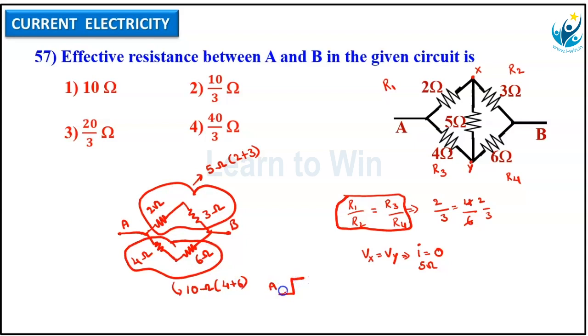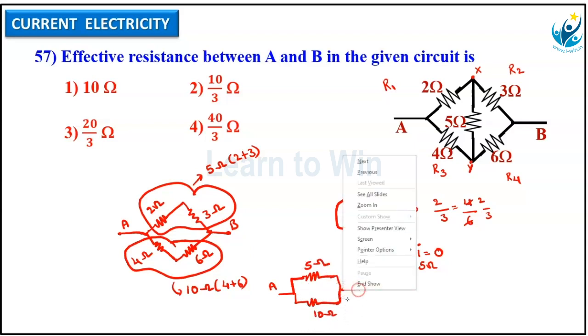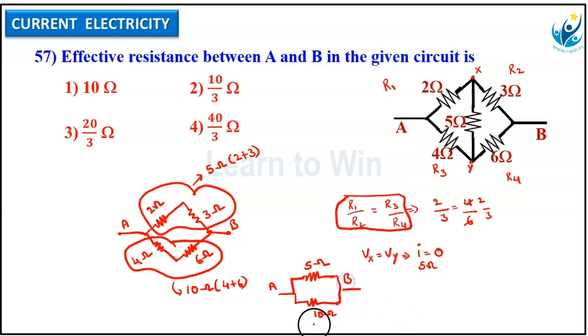Now how the circuit changes? Above, this is A point. Above here, in place of 2 and 3, I am using a single resistor 5 ohm. And here below 10 ohm. These two connected together at here, two ends of the 5 ohm resistor and 10 ohm resistor. This point is B. Now, this 5 ohm and 10 ohm, these two are in parallel.